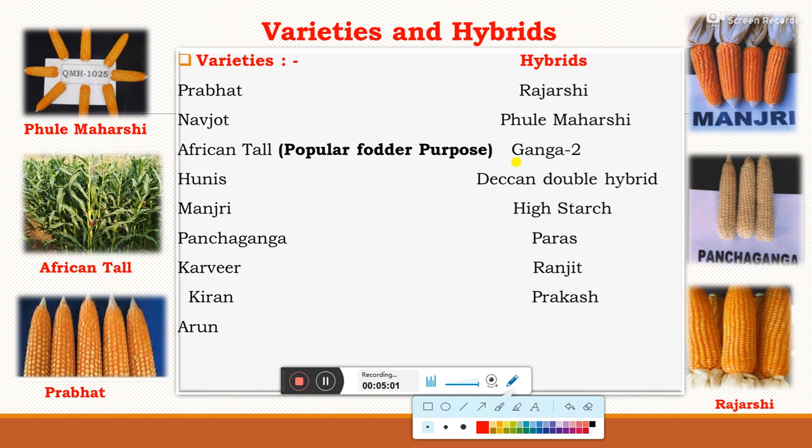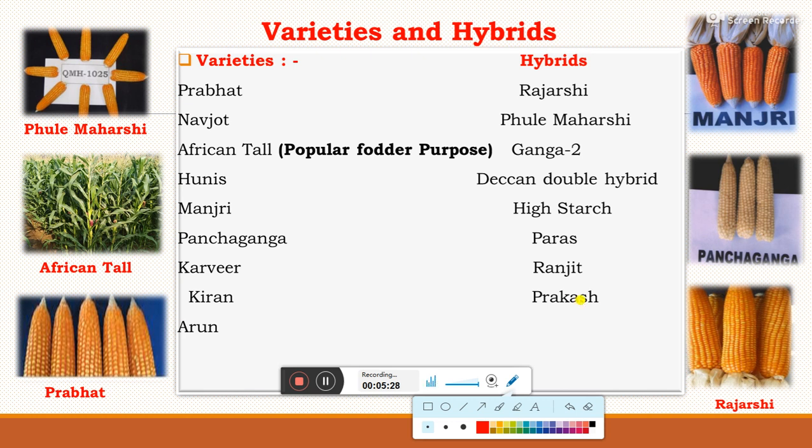The first one, the varieties, that is Prabhat, Navjot, then Agriculture. This is a popular variety which is used for the fodder purpose only. Then Hanis, then Manjri, Panchaganga, Karveer, then Kiran and Arun are the different varieties, and the hybrids, that is Rajashri, then Phule Maharshi, then Ganga 2, Deccan double hybrid, then High Starch, Paras, Ranjit and the Prakash. There are different hybrids of maize.